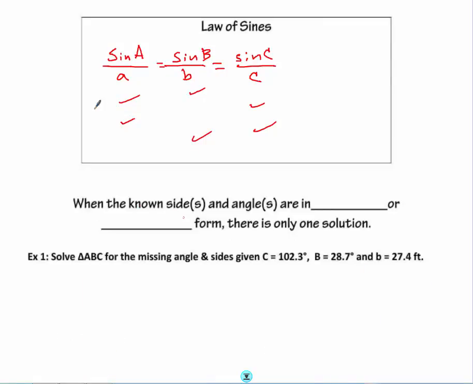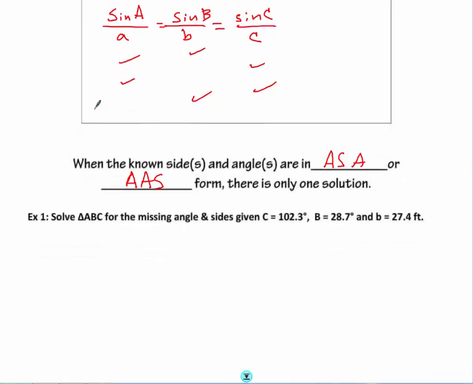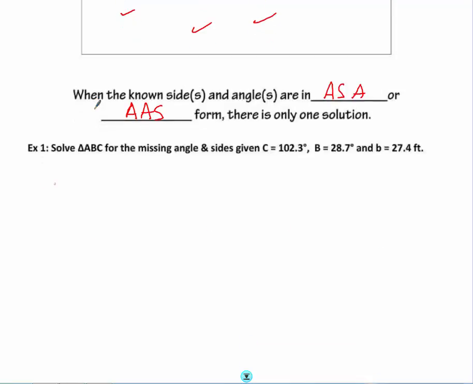There are two times when the law of sines works really easily, and that's when the angles are in the ASA pattern or the AAS pattern. So when you see a triangle that you either draw or come across and it's an AAS or an ASA, it's going to be a real easy law of sines problem. So let's start out with a quick example.